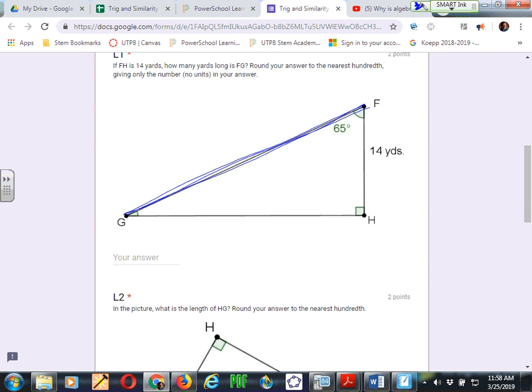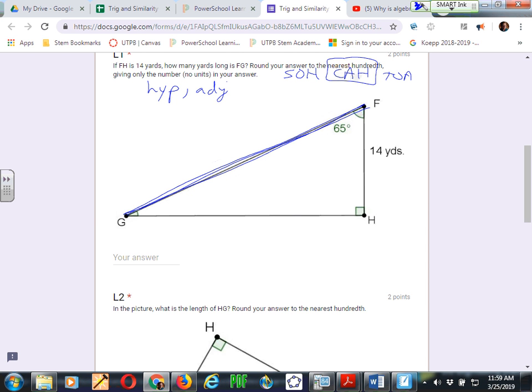Okay. So, first of all, the one I'm trying to find, FG, is the hypotenuse. So, I'm looking for a ratio that involves hypotenuse. And then if I'm going to focus on the 65 degree angle, what is the 14 yards? Is it adjacent or opposite? Adjacent. It's adjacent. So I need ratios that involve adjacent and hypotenuse. So I could either take cosine, because we remember that cosine is adjacent over hypotenuse.